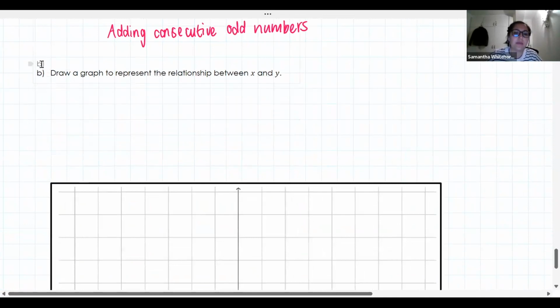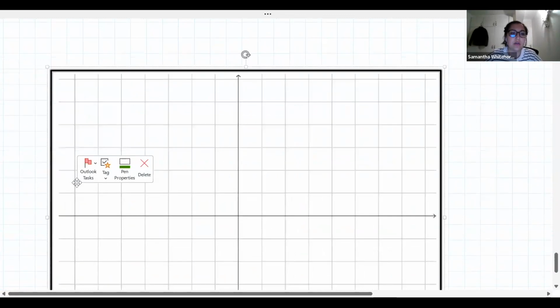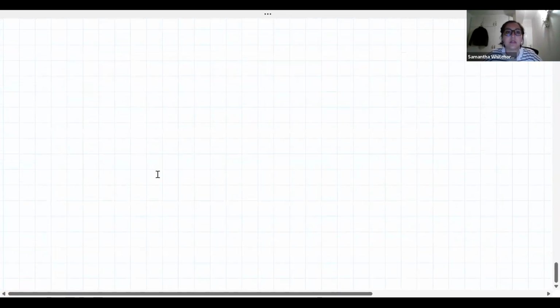we're going to draw the graph. I'm going to put the table here for us so that we actually know what it is that we're needing to plot. I'm going to take that off again.